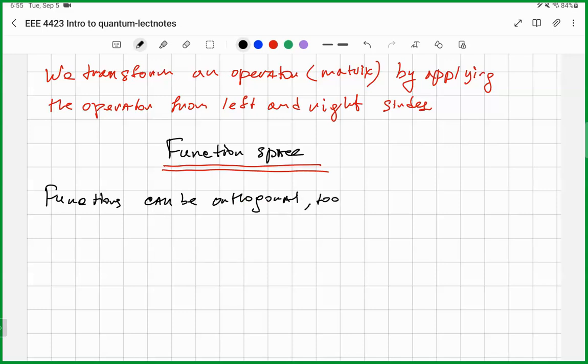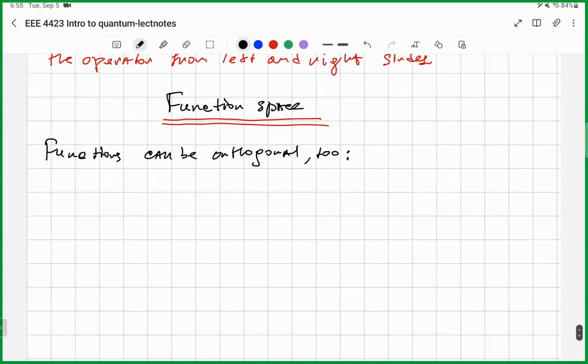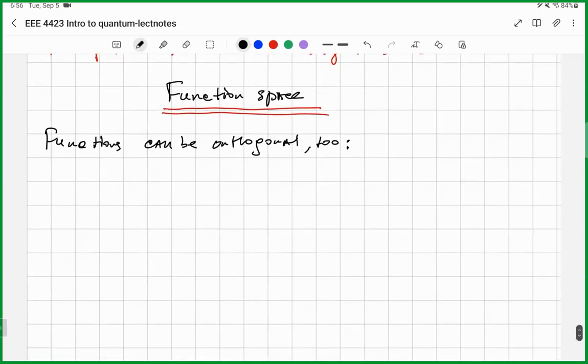Too, like vectors. Orthogonal functions, what it means. To introduce that, we need to introduce the concept of inner product of functions, right? Not vectors, but functions, like a projection of one function on another function. So it's a generalization of the inner product approach.